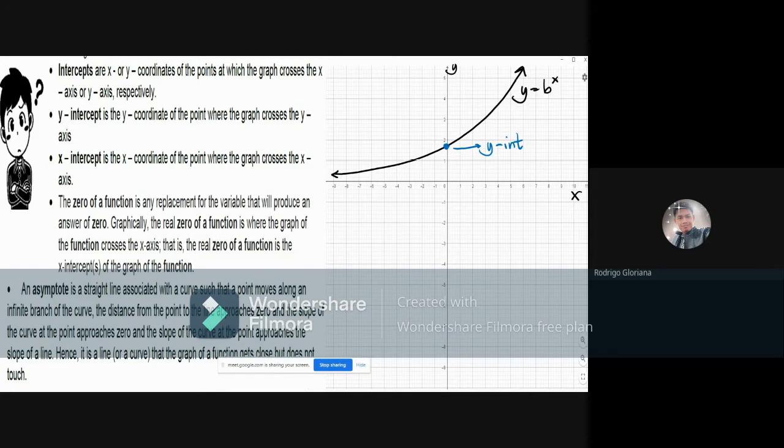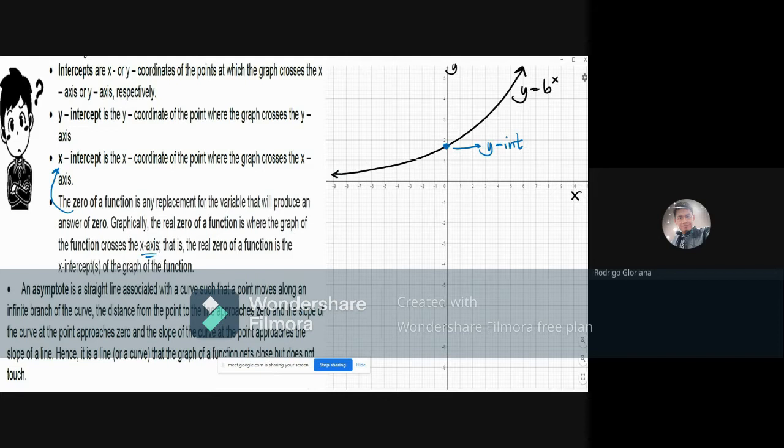Then the zero of a function is any replacement for the variable that will produce an answer of zero. Graphically, the real zero of the function is where the graph of the function crosses the x-axis. So I mean to say that is pertaining to the x-intercept. Okay? That is the same thing.